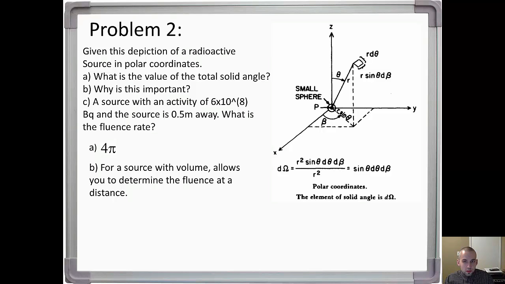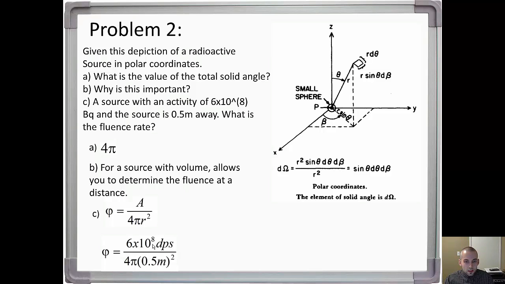So let's say you have a source with an activity, 6 times 10 to the 8 becquerel or disintegrations per second, and the source is 0.5 meters away. What's the fluence rate? So fluence rate is equal to activity divided by 4 pi unit of solid angle r squared. This is your inverse square. So now we can substitute the values.